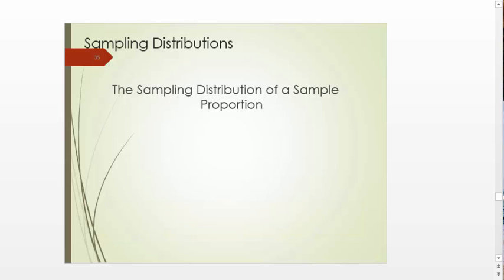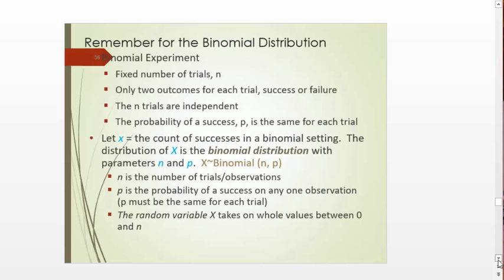Now we're going to take a quick look at the sampling distribution of the sample proportion. Now, remembering the binomial that we just learned, what that was is it has a fixed number of trials, only two outcomes, success or failure, and trials are independent, and the probability of a success is p, and it's the same for each trial, where our random variable is the count of successes in a binomial situation, so the number of successes out of the n trials.